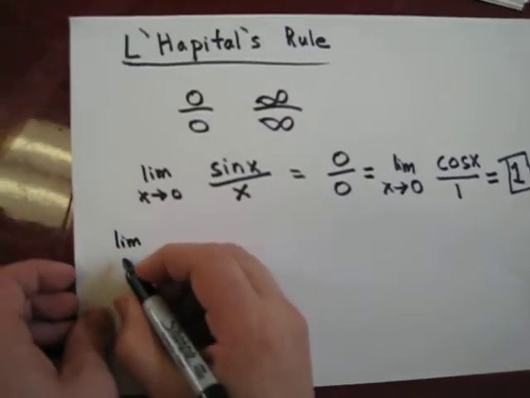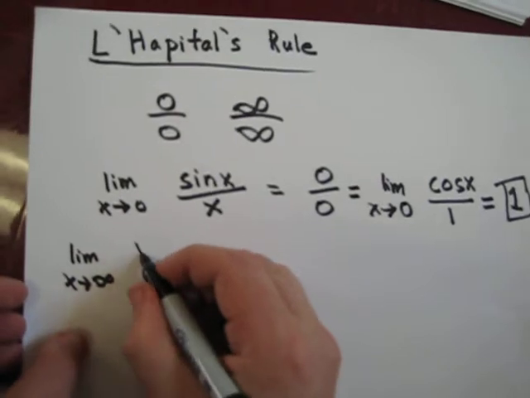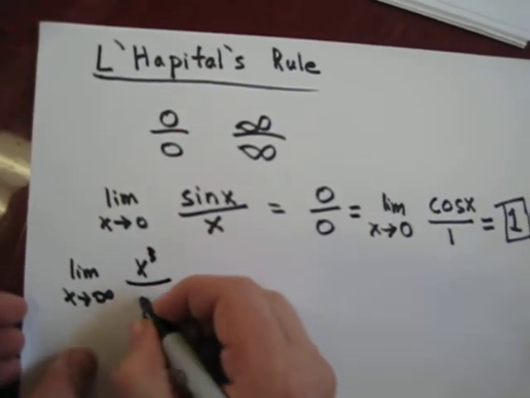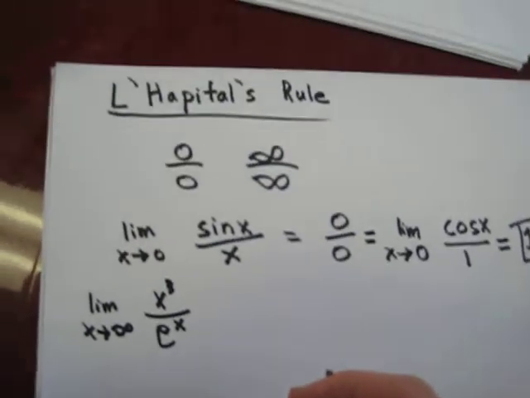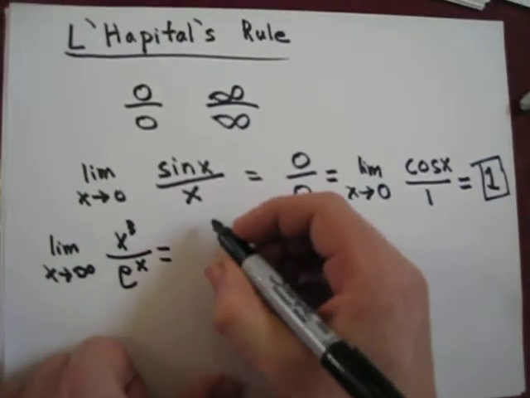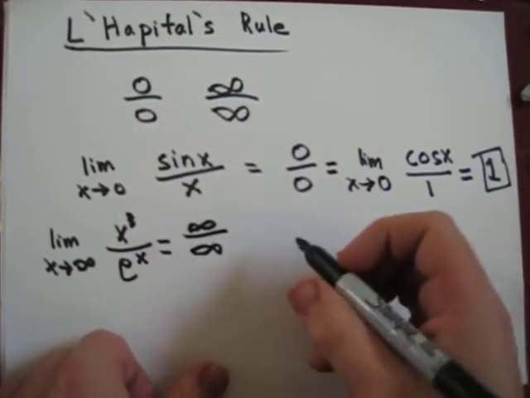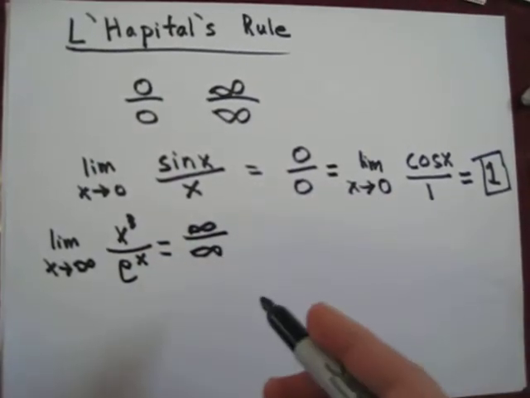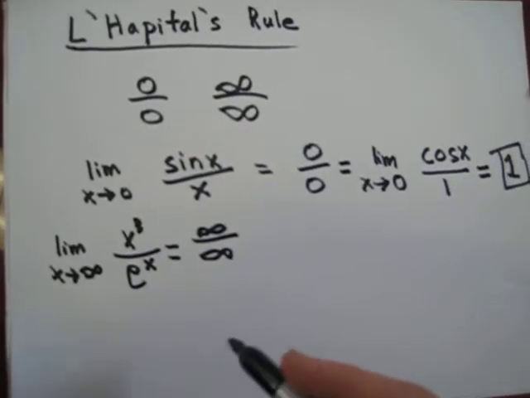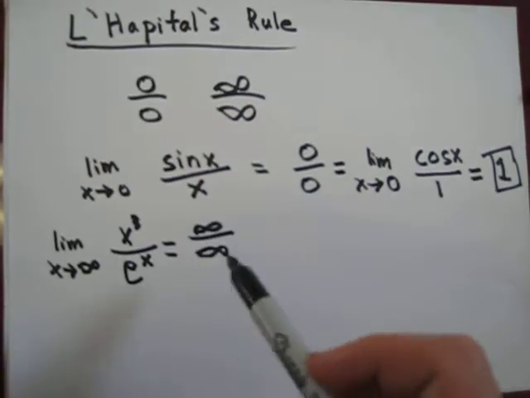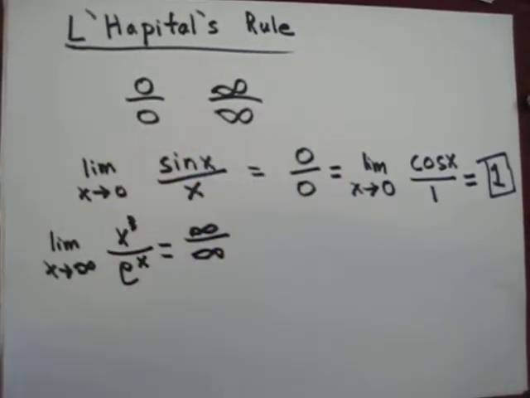For example, the limit as x goes to infinity of x cubed over e to the x. Sometimes you have to do them more than once to get the answer, but you can see if we just plug in infinity, it's of course infinity over infinity. But that tells us that we are able to use L'Hopital's rule, because you can only use this for these two cases. If it's 0 over infinity or infinity over 0, that doesn't work. It has to be one of these two cases.